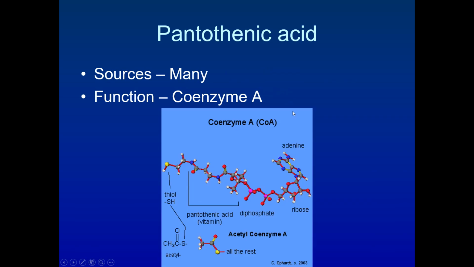Pantothenic acid is also known as vitamin B5. This one, basically, again, if you're eating something, it probably has pantothenic acid in it. This is a component of coenzyme A, which is part of the transition step and the very initial part of the Krebs cycle during cellular respiration. And we're going to talk about coenzyme A a little bit more when we get to the second half of this chapter.